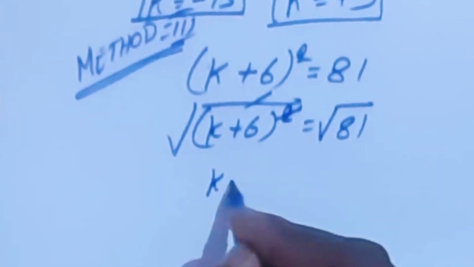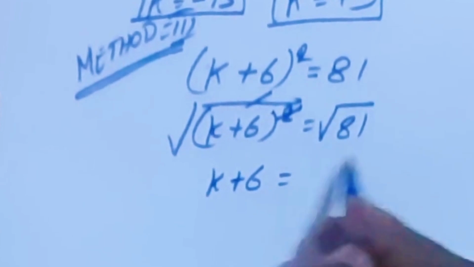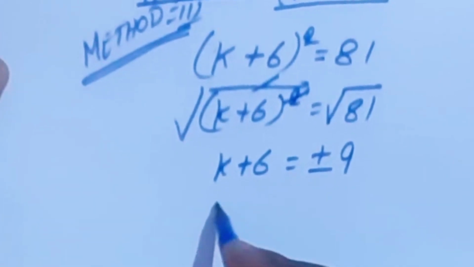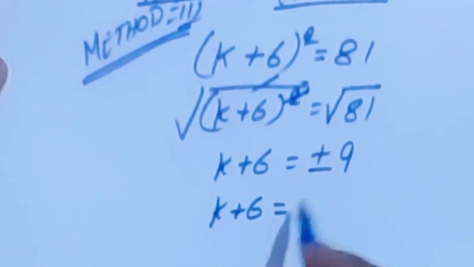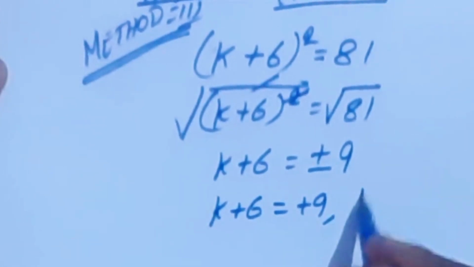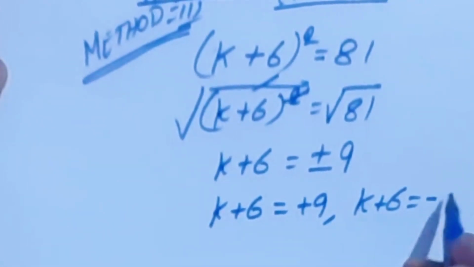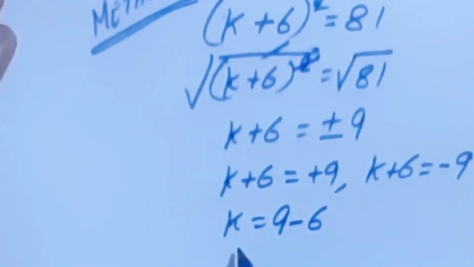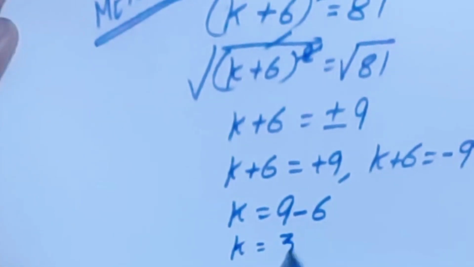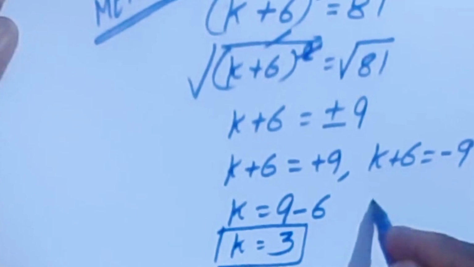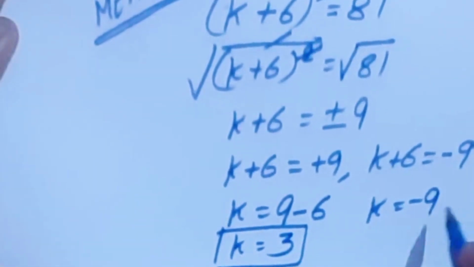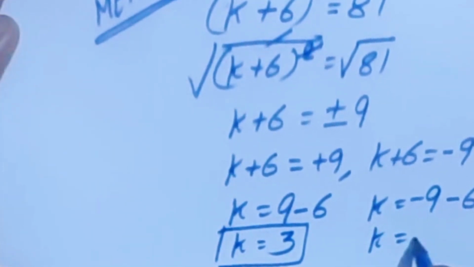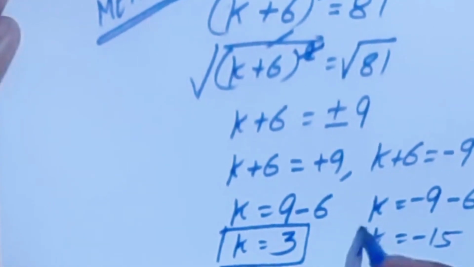Here we have k + 6 equals, here the square root of 81 is plus or minus 9. Now we have k + 6 = +9, and k + 6 = -9. Now k = 9 - 6, so k = 3. On this side, k = -9 - 6. Here k equals negative 15 in the third method.